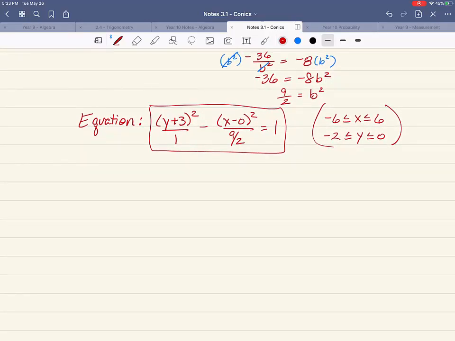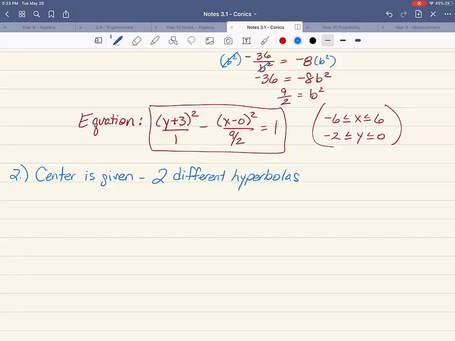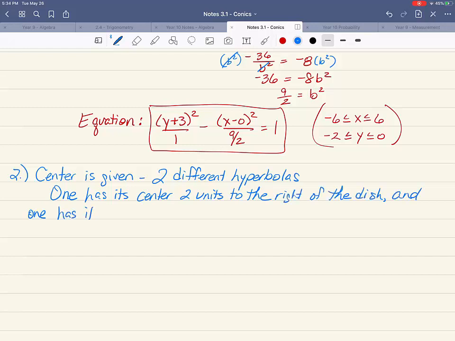All right, now we're going to look at what happens when they do give you information about the center. Case 2, the center is given. Not necessarily where it is, but information about it is given. And it is usually constructed by two different hyperbolas. Okay, I'm going to say briefly what's going on here. It says one hyperbola has its center 2 units to the right of the dish, and one has its center 2 units left of the dish.